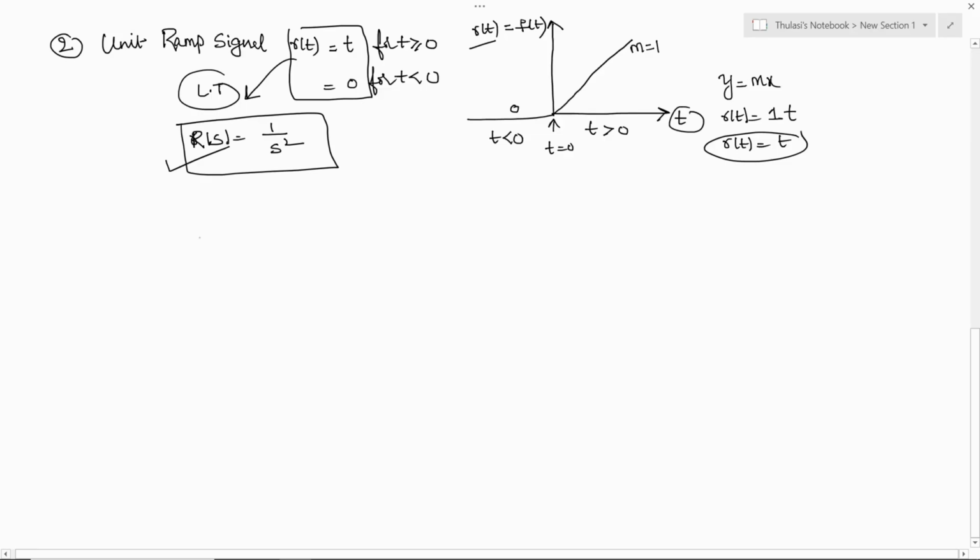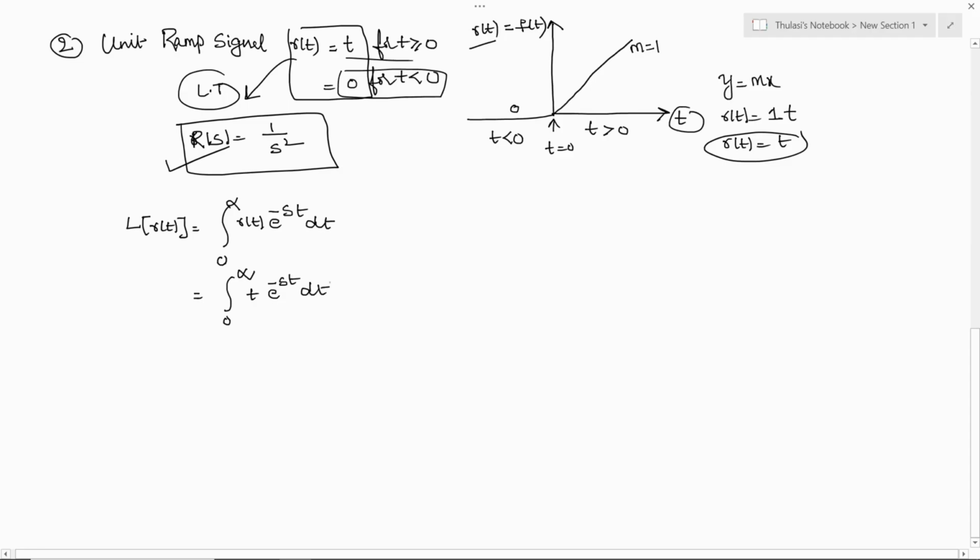So this is the value we are supposed to get. So now let's try to use the basics. Now I am going to perform Laplace of r of t. So Laplace of r of t I am going to define as the integral from 0 to infinity of r of t e to the power minus st dt. Okay, so that value is equal to the integral from 0 to infinity. The 0 part I am not writing, because this is only for t greater than 0. So varying from 0 to infinity, t into e to the power minus st dt.